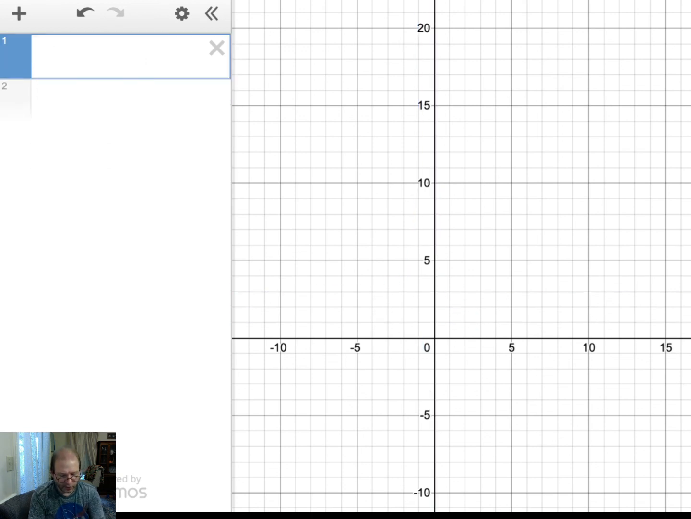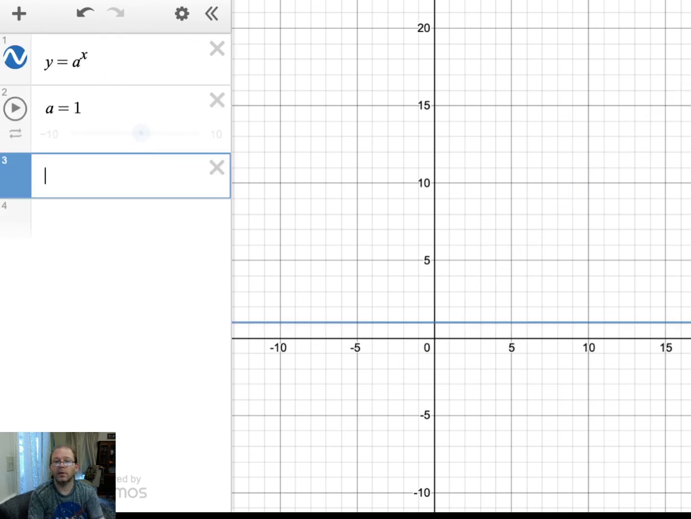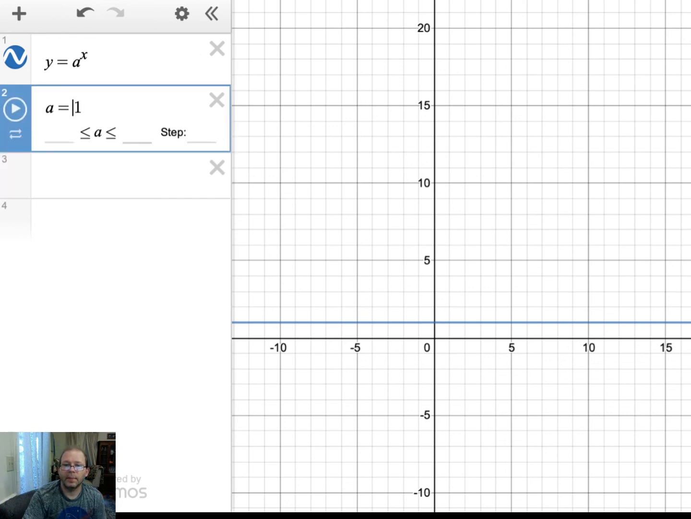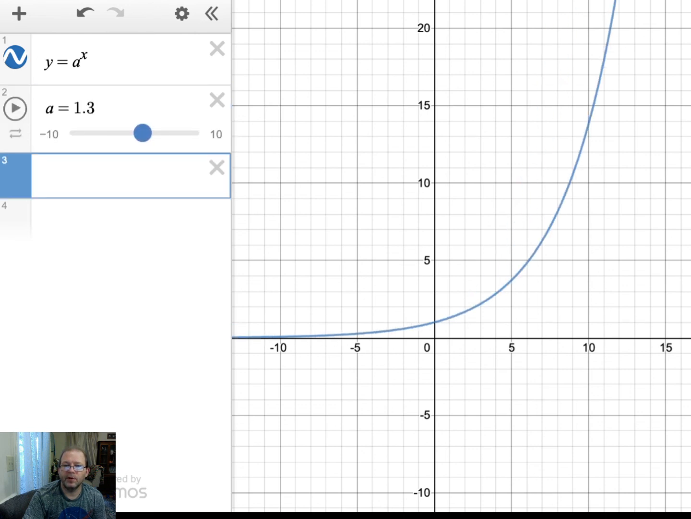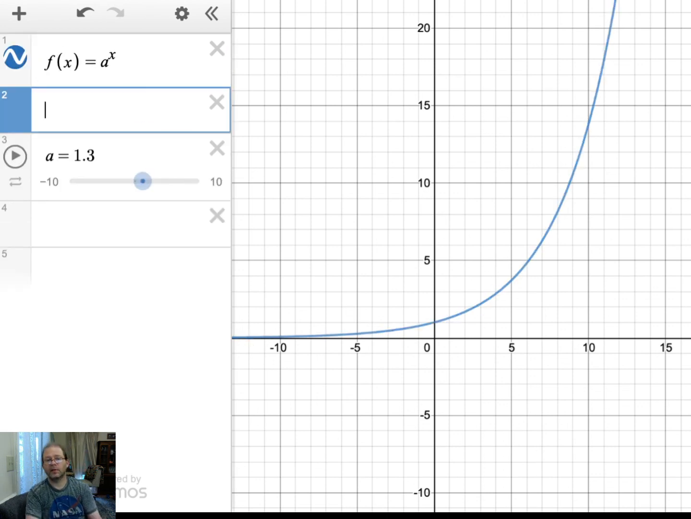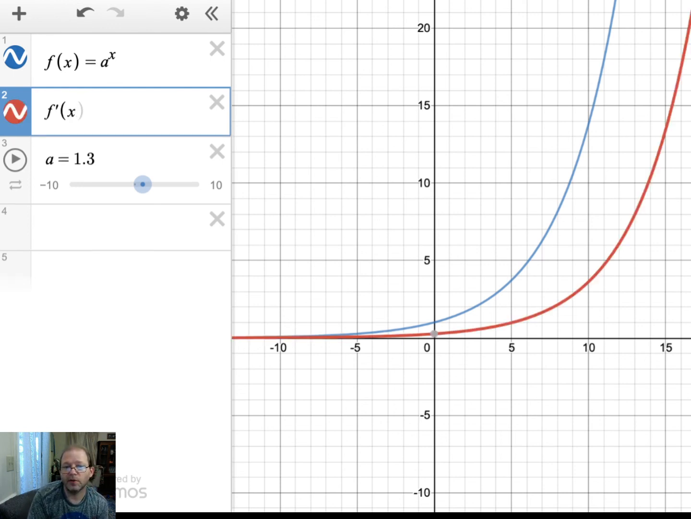The other is this. If you take a to the x, y equals a to the x, we get this. I want to make a bigger than 1, so let's put it over here, and I'm going to change this to f of x. If we look at the slope of this, which is something you'll see in calculus, that's what this f prime of x is, it tells me the slope of the blue graph here.